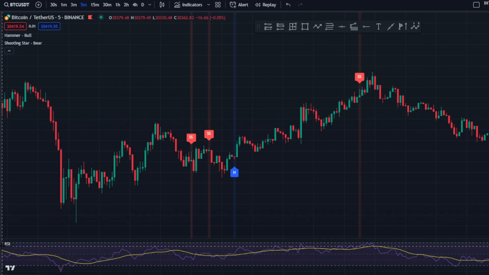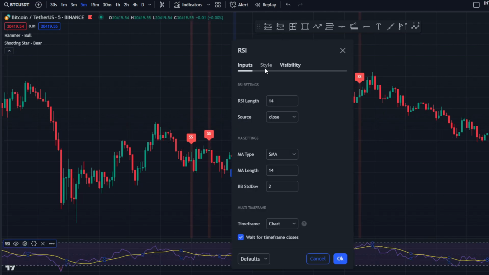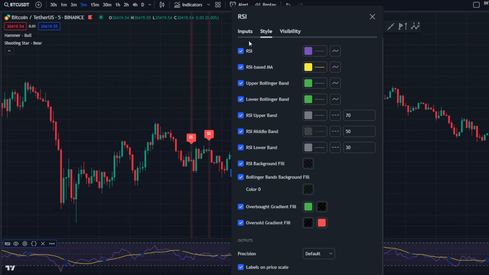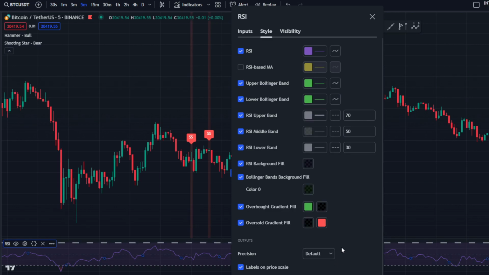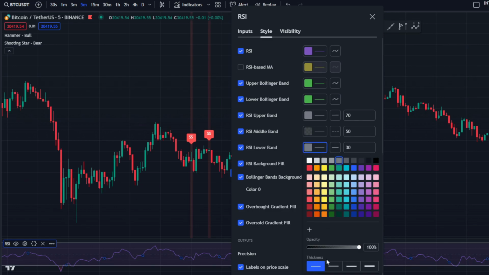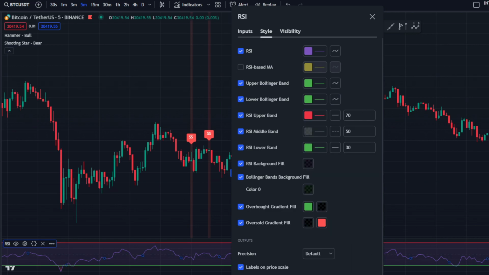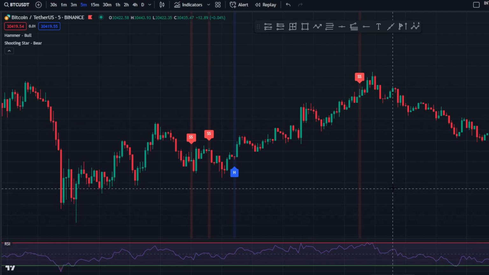In order to make things clearer, we're going to change certain things on the RSI. You're going to be changing the style, nothing about the inputs. So just remove the RSI base MA, and make the RSI upper band a solid line, and the lower band as well a solid line. If you want to make it clear, you can make it green for the bottom line and red for the top line, and that is basically what you'll be needing.